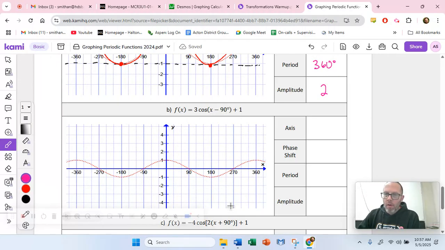All right, I'm going to come along for the ride here. Axis y equals 1. Phase shift right 90. Period, nothing changing for this one either. Amplitude 3. Draw the axis.